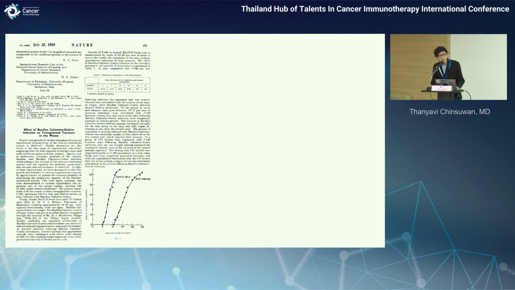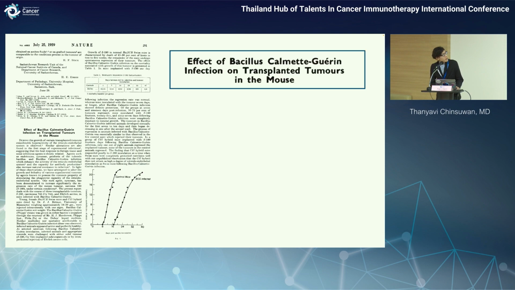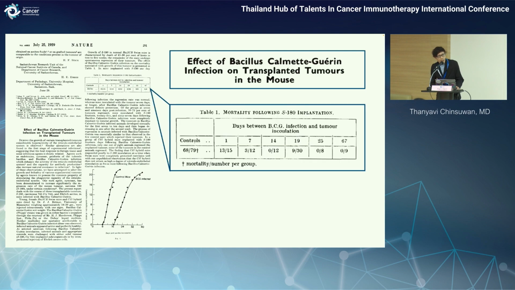Then, following the invention of the BCG vaccine in the 1920s, Dr. Lloyd Old and Donald Clark at Sloan Kettering Institute, also in New York, published a paper titled "Effect of Bacillus Calmette-Guérin infection on transplanted tumor in the mouse." They found that for a solid tumor in the mouse, if they inoculate the mice with tumor alone, about 80 to 90% of mice would die. The same goes for if BCG was given to the mice 1 day prior to the inoculation of tumor.